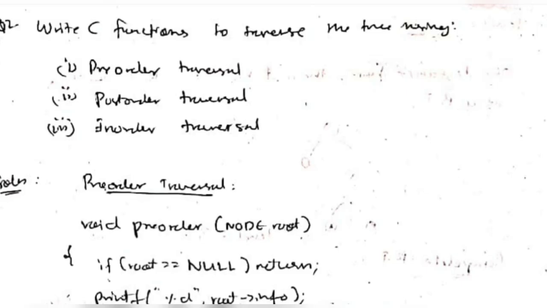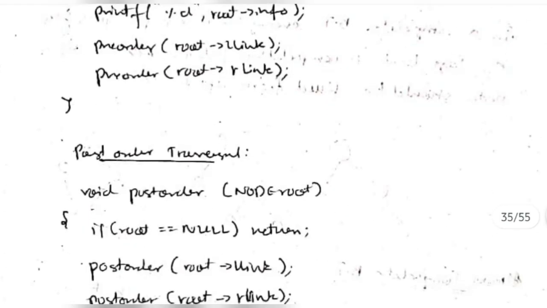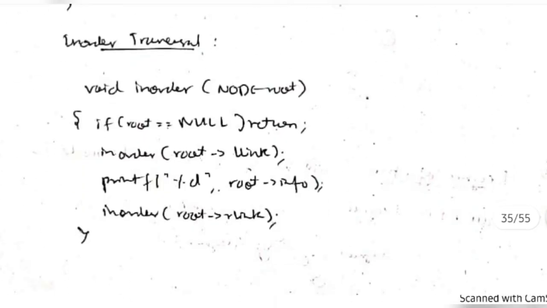Okay, so the same things are here. See, it's pre-order. Pre-order is N, L, R, right? So N, L, R. N means print the node, and L means L link, R means R link. Okay. Similarly for post order and in order also.